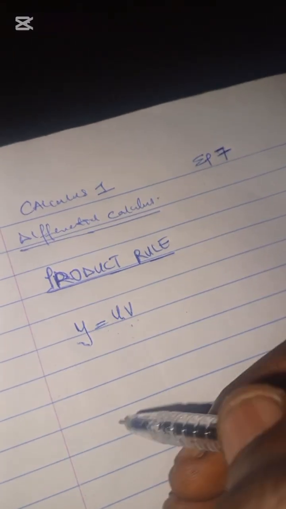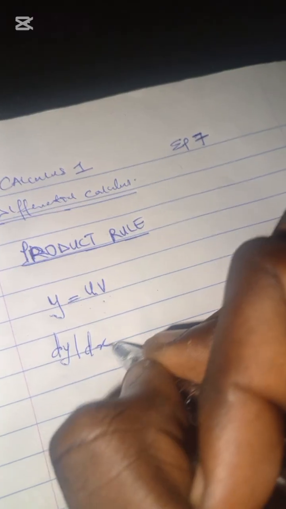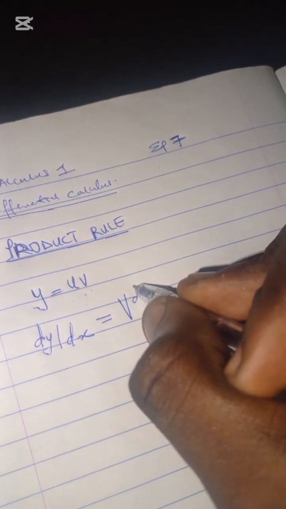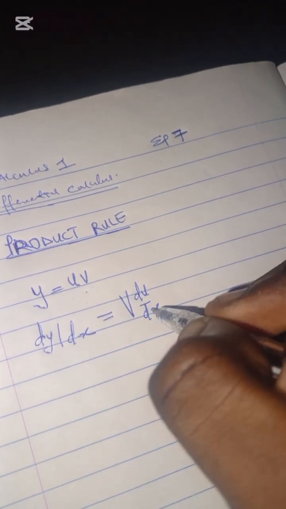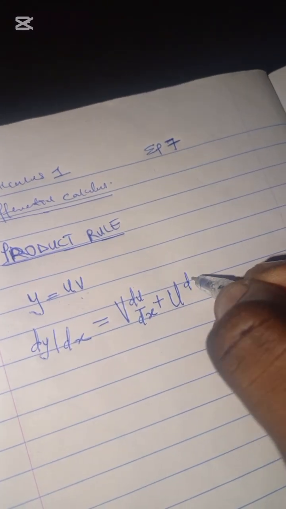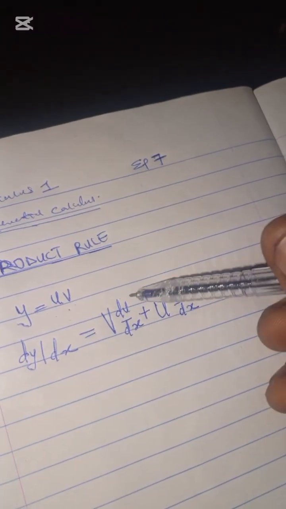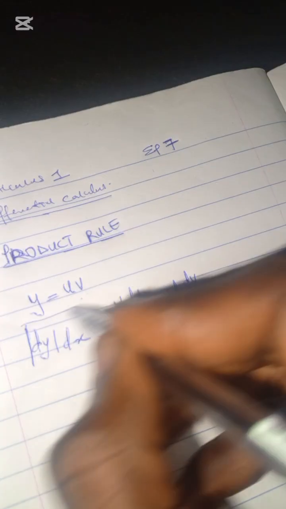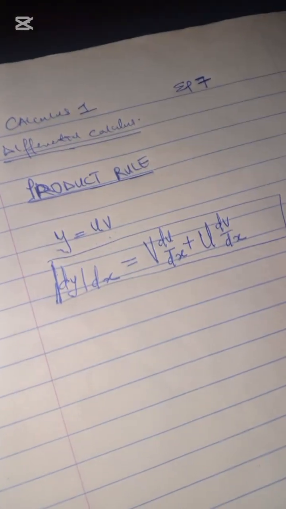Now the formula is just this. Don't forget, we are looking for dy over dx. So dy over dx is equal to v du over dx, that is v multiplied by du over dx, plus u multiplied by dv over dx. Yes, this is the formula: v du over dx plus u dv over dx. This is very simple to apply. So now let's take an example.